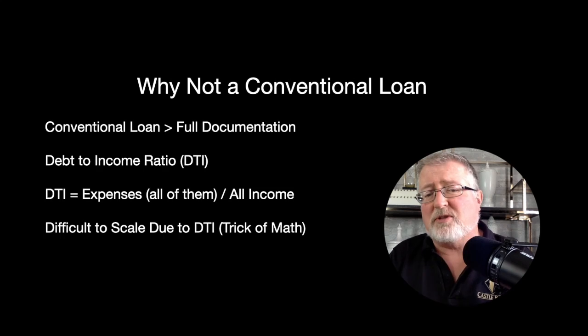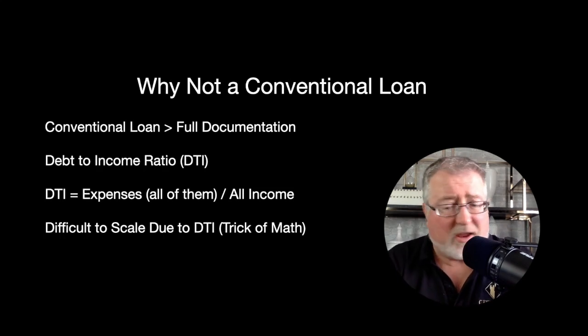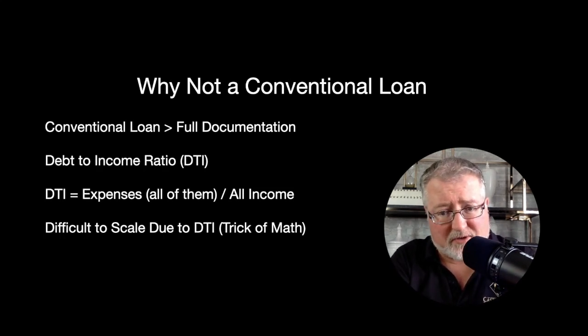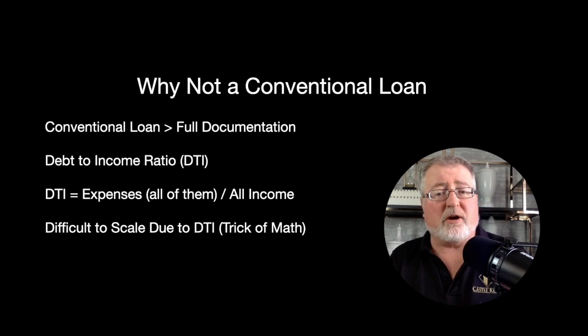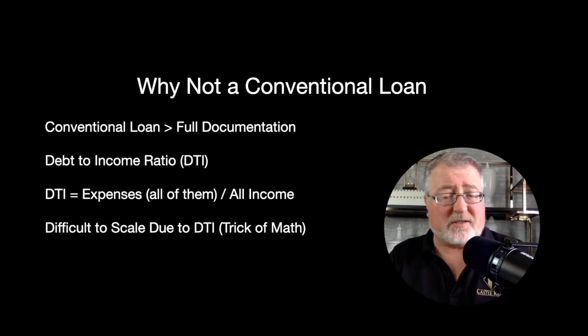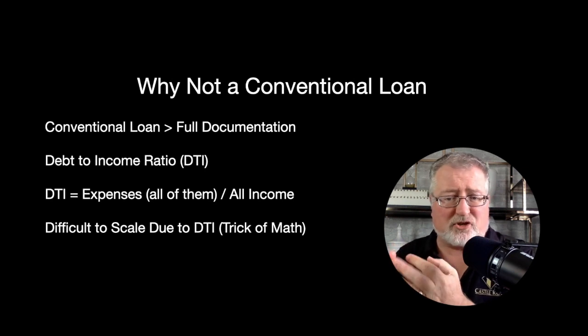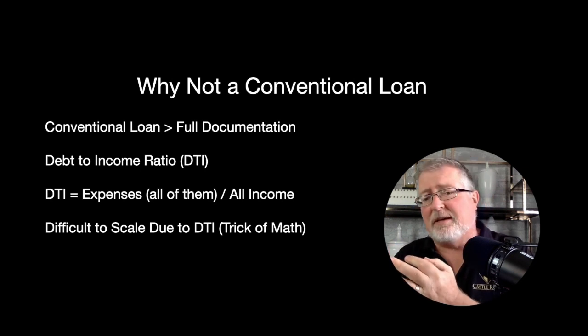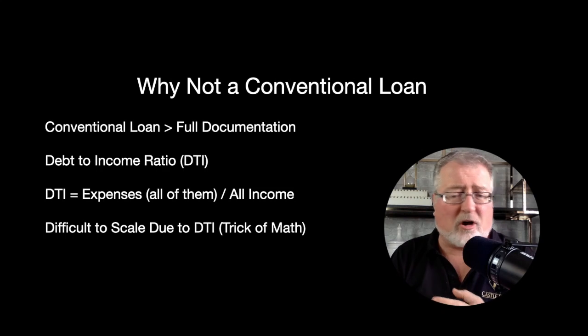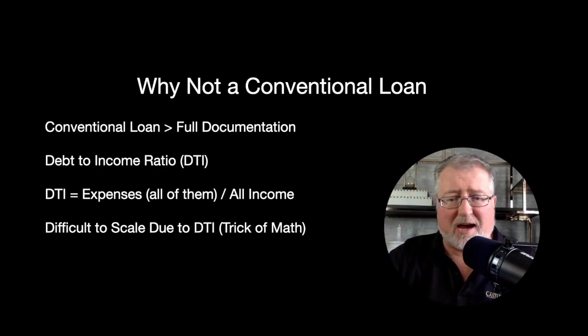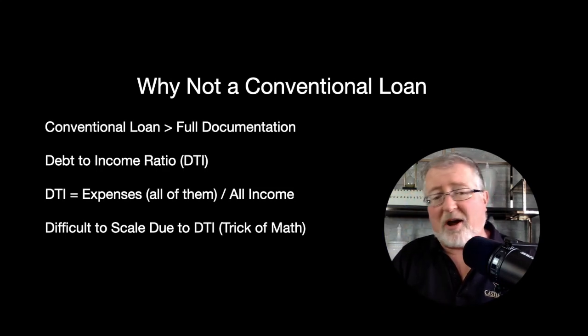So first of all, it uses something called debt to income ratio. Now, this isn't the DSCR loan. This is the conventional loan. The debt to income ratio compares your income and your expenses. In other words, it puts the expenses on the top: your mortgage payment, your taxes, your insurance, your car payment, student loan payments, credit card payments, all that fun stuff. That goes on the top of the equation. They divide it by all of your income.